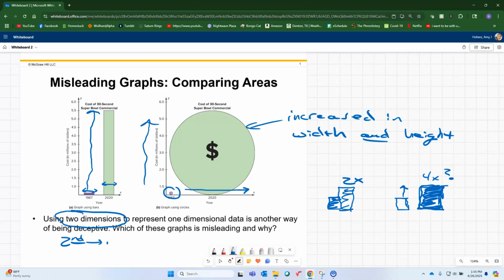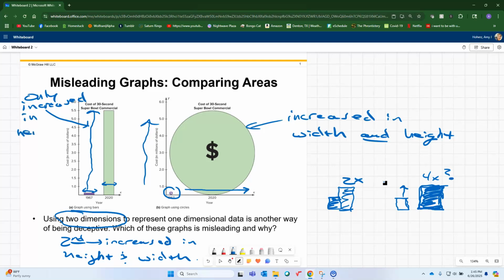And so that's deceptive. The second one increased in height and width, or it increased in two directions instead of just the height. So we only want to increase the height. This first one only increased in the height, which is more representative of the actual data.